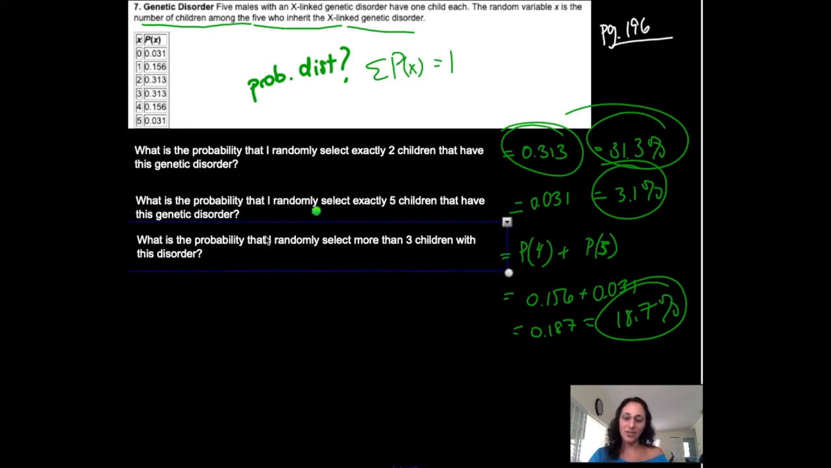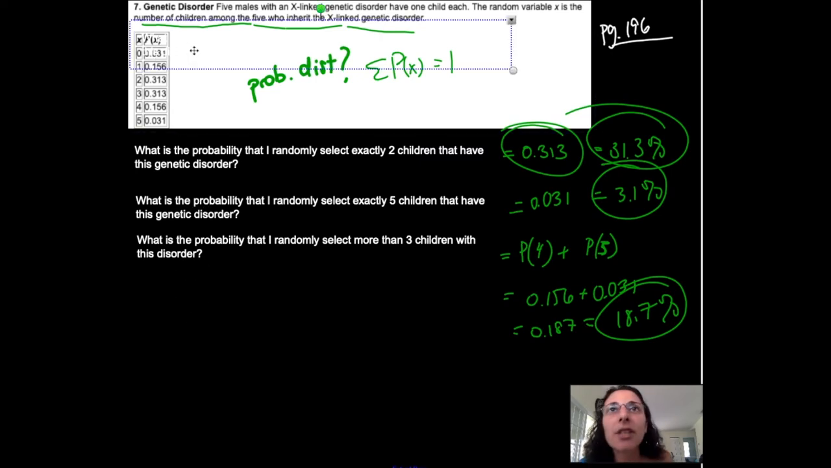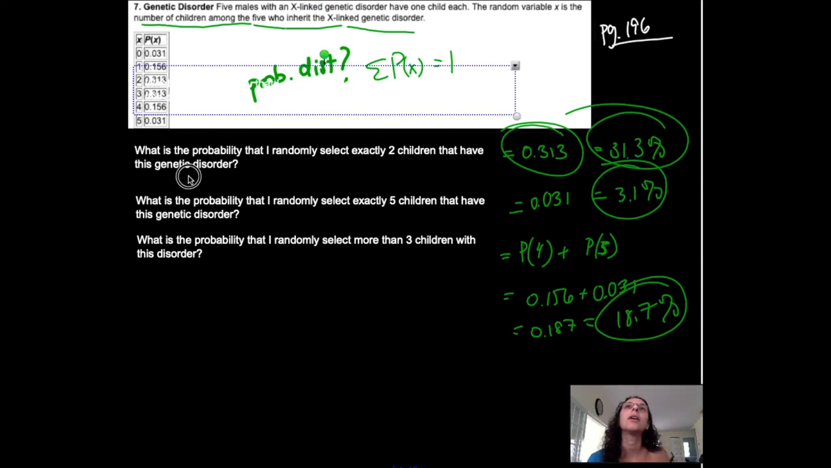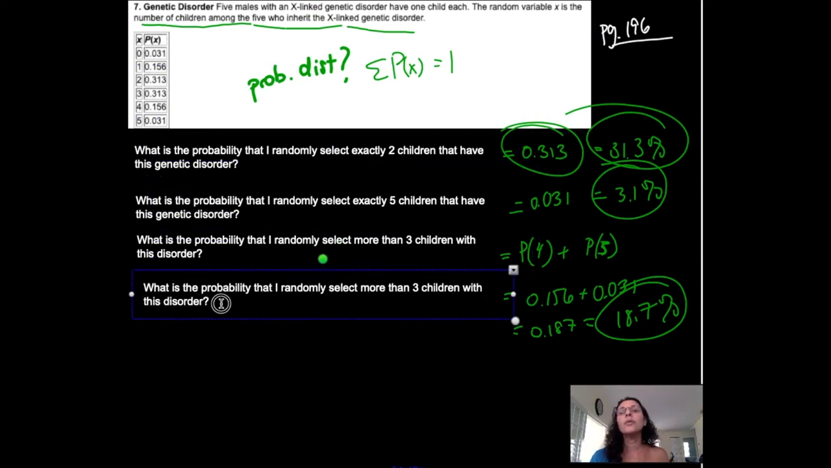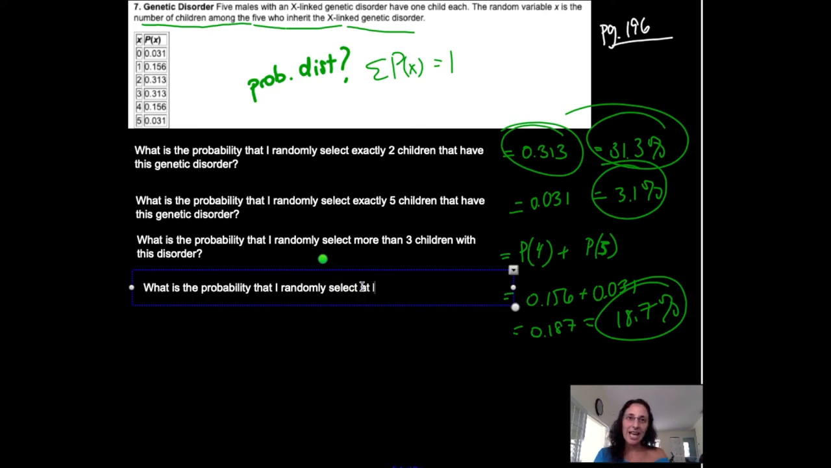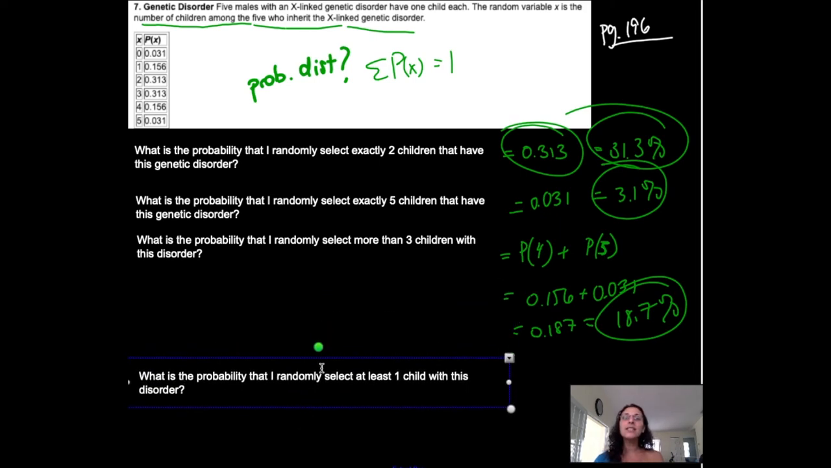Let me see if this sounds familiar. If I randomly select, now I'm going to take this further, but this is something we talked about before. So let me see if you recognize it. What is the probability that I randomly select at least one child with this disorder? At least one. Does that sound familiar? That means one or more.